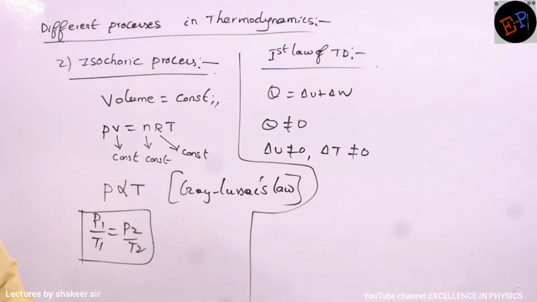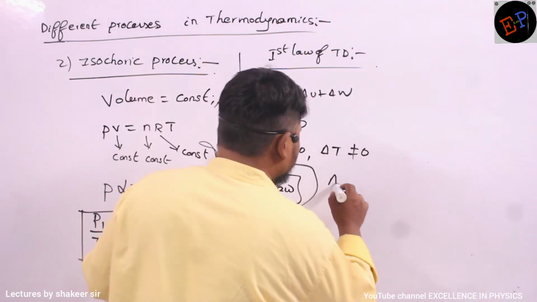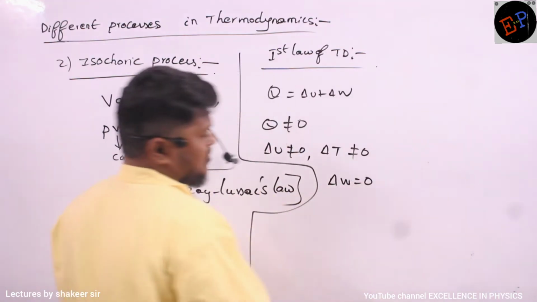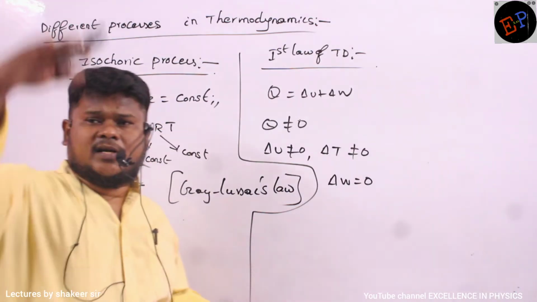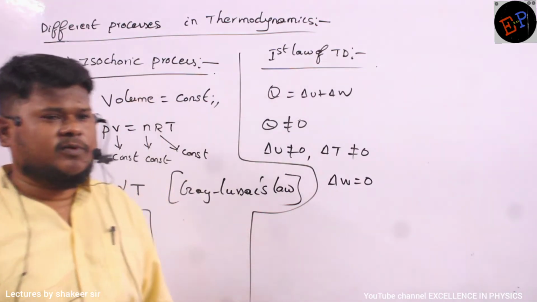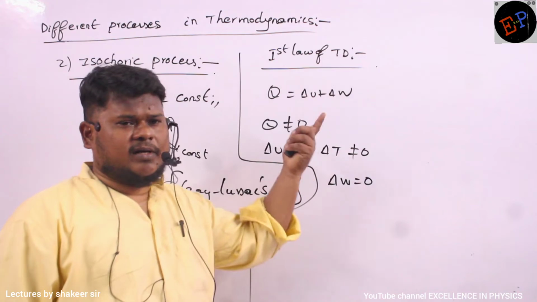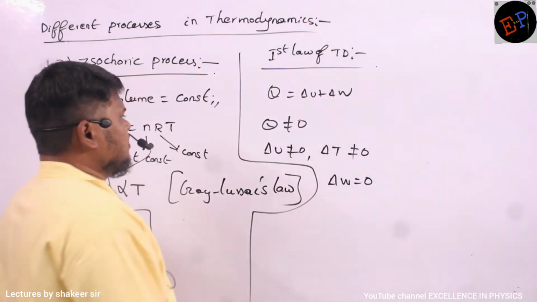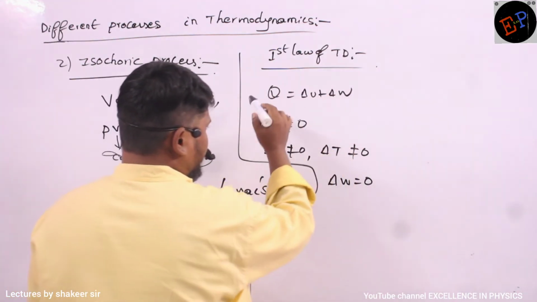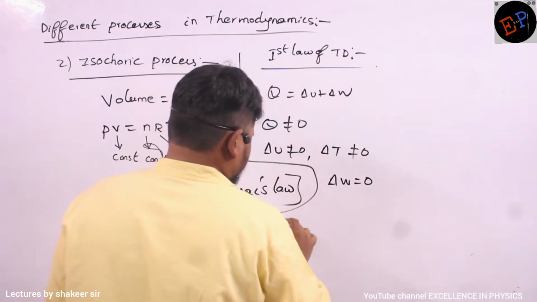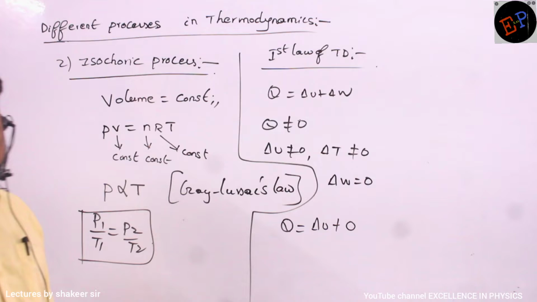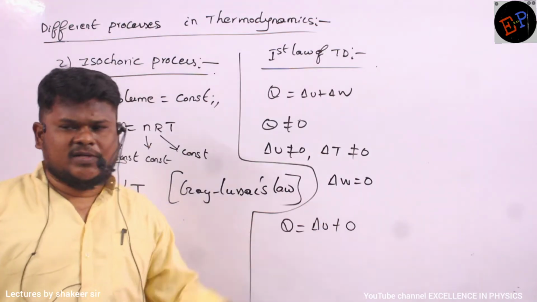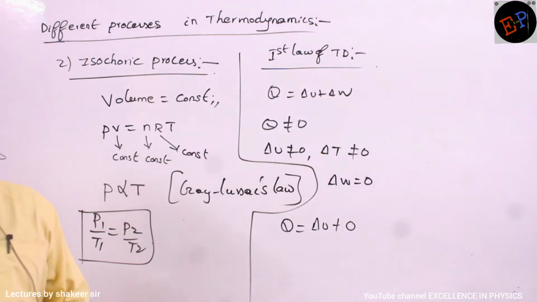Work done? Work done is zero. Why is work done zero? Work done is zero because volume is a constant. So the piston cannot move upwards, the piston cannot move downwards. So work cannot be done. Are you able to understand? So therefore, in the first law of thermodynamics, what can I write? Q is equal to delta U plus 0. What do you understand from this?